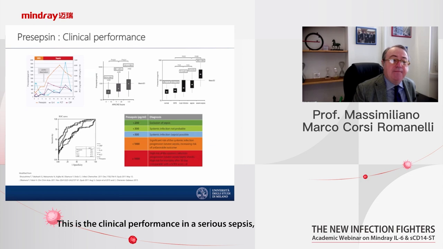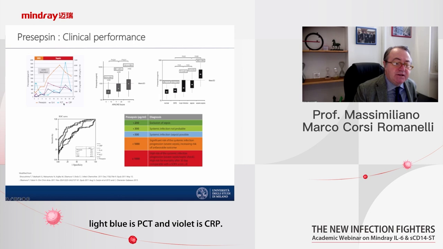This is the clinical performance in SIRS and sepsis. You can see presepsin in orange, and IL-6 in blue, light blue is PCT and violet is CRP. This is the APACHE score that is normally used in ICU, and you can see that presepsin is very important in this score. Also, looking at presepsin in picograms per ml in normal, SIRS, local infection, sepsis, and severe sepsis, you can see there is a trend of increase of presepsin in this type of patient. This is a ROC curve that shows the sensitivity and specificity of the four biomarkers most used in sepsis studies: presepsin, PCT, IL-6, and CRP.